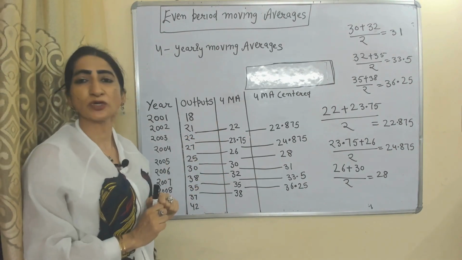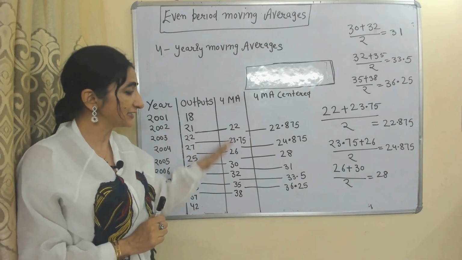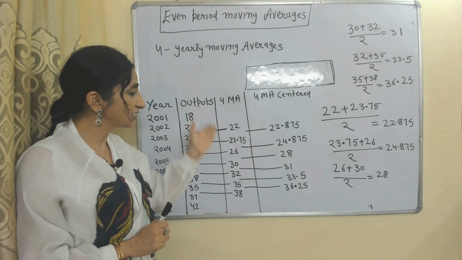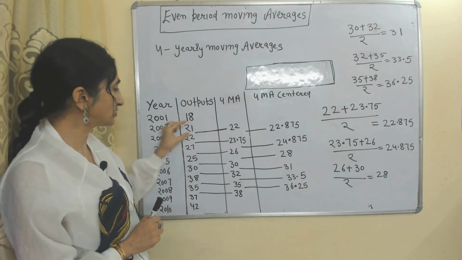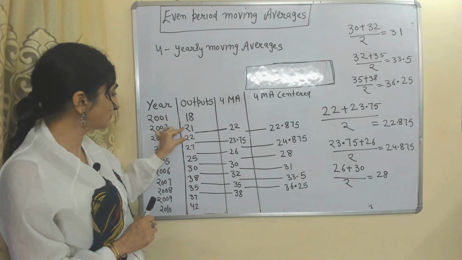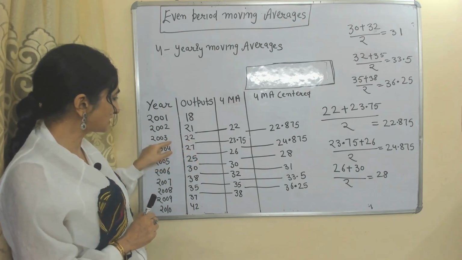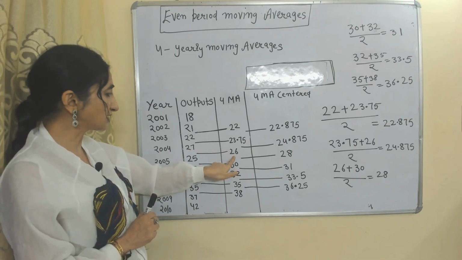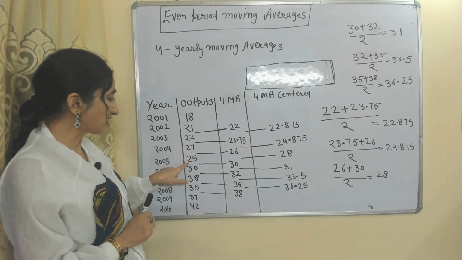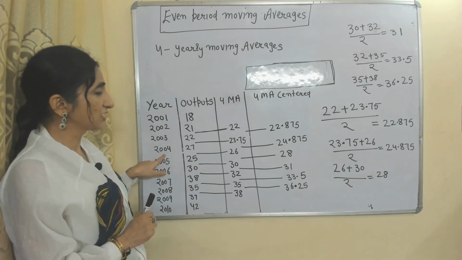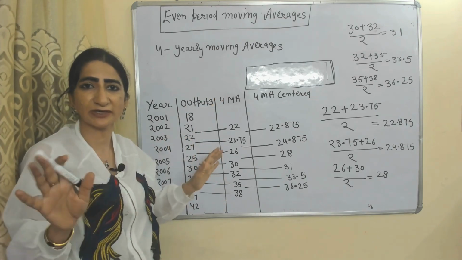These are not our actual trend values. But why are these not our actual trend values? Because these values are not coming in front of any year. Here you can see 22 is coming between 21 and 22, but between 21 and 22 there is no year. Similar, between 22 and 27 there is no year. Similar, 26 is coming between 27 and 25, but between 27 and 25 there is no year. So these values are not coming in front of any years. That's why these are not our trend values.